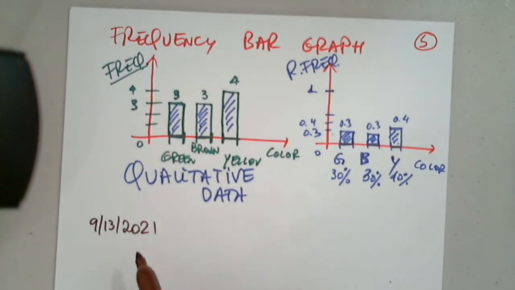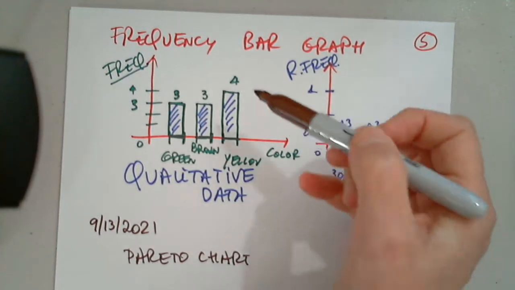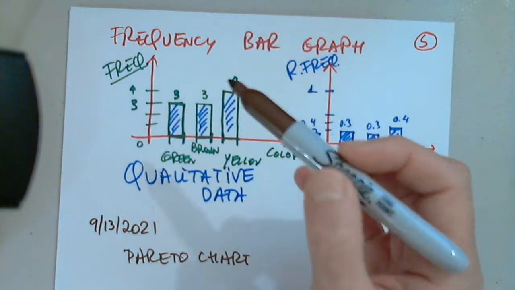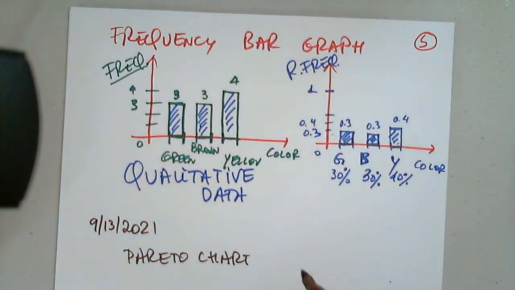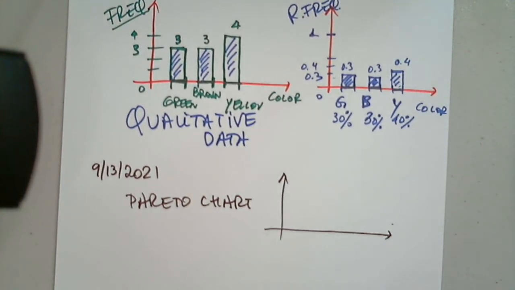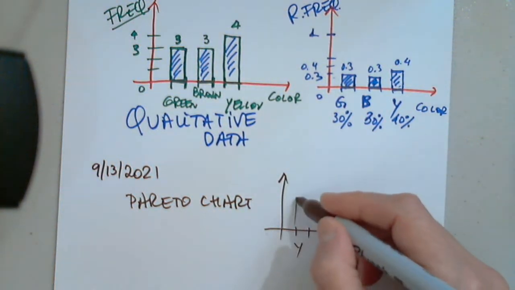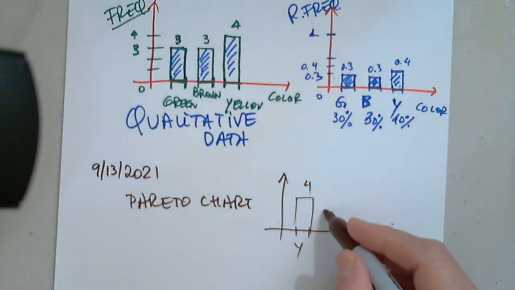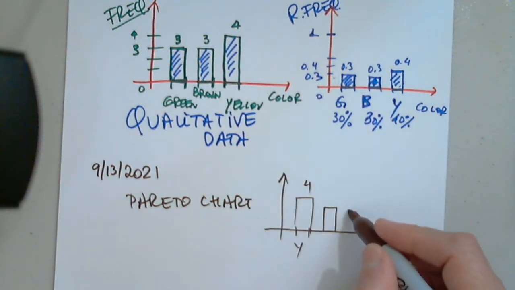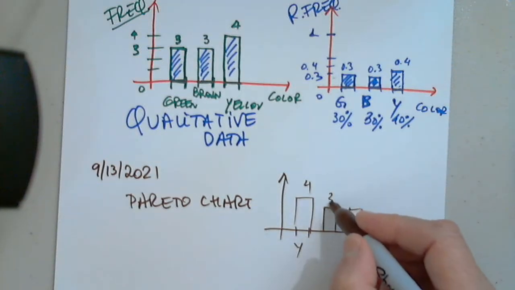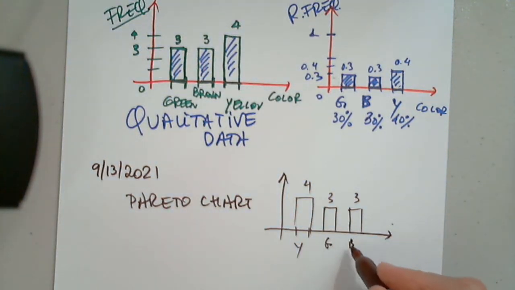Okay. So what is called the Pareto chart is exactly the same, but with the bars presented in descending order, for convenience, if you want. So this time, this is the biggest. So I have yellow first. So it's 4. And then the other 2 are following. The order here doesn't matter because they have the same height. So 3 and 3 for green and brown. That's it. This is what we call a Pareto chart.